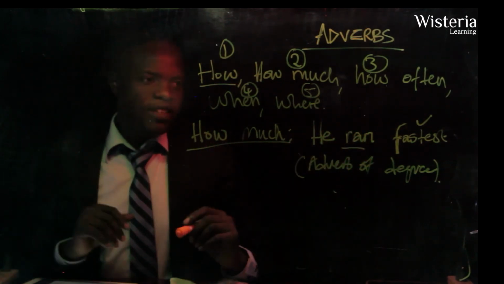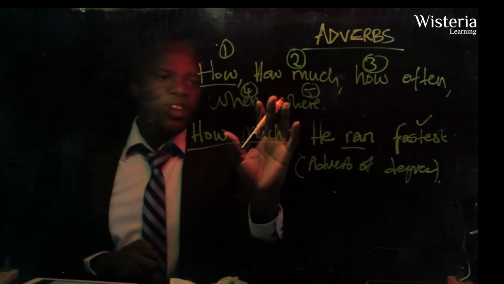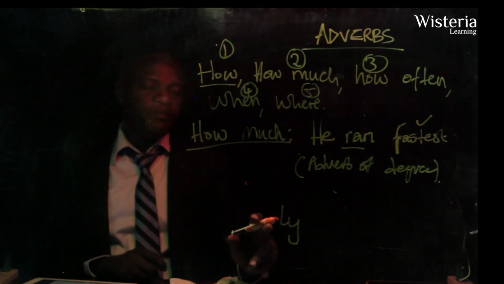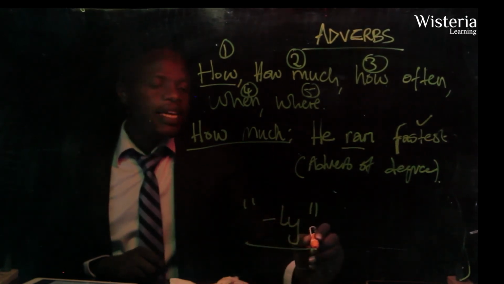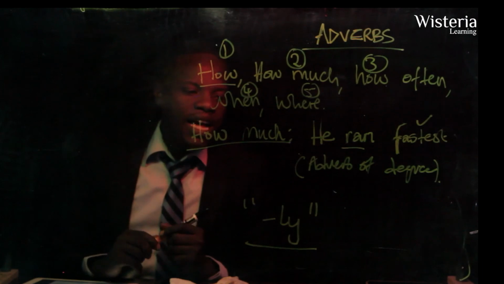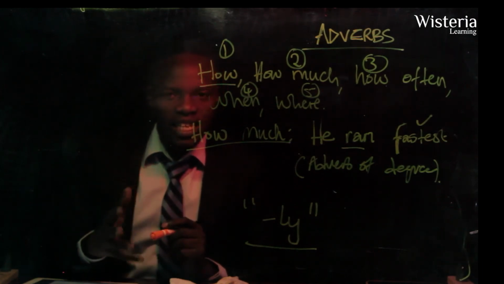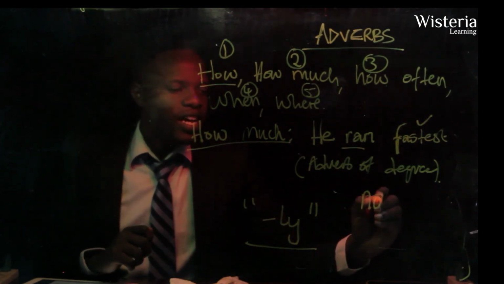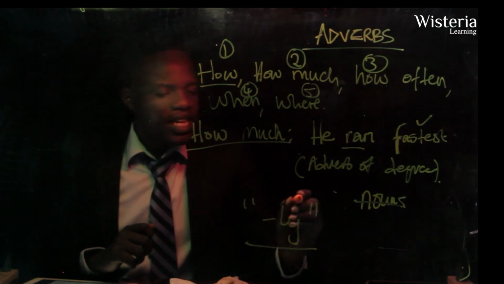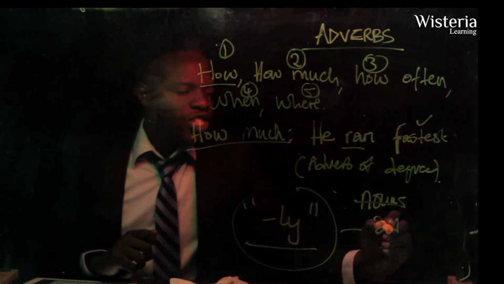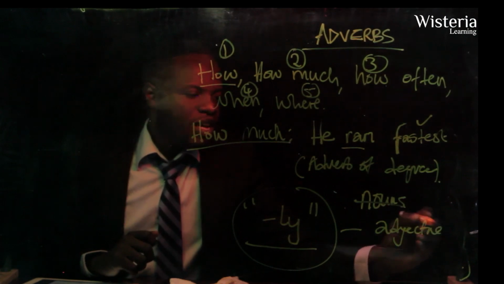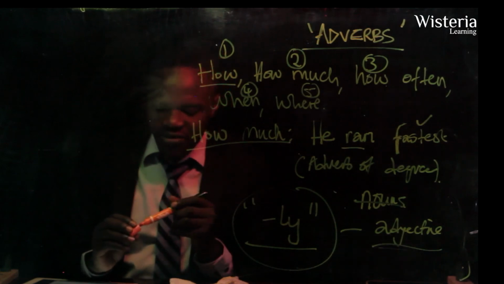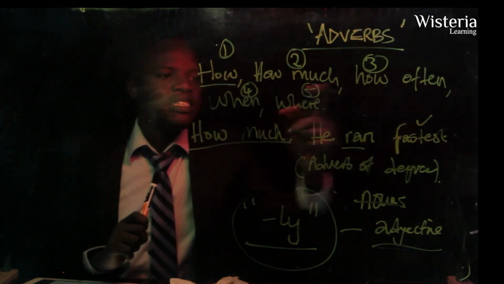So one more thing to note about adverbs is that adverbs are usually made by adding the suffix ly to an adjective, like we said in the other lesson, that an adjective modifies nouns. So when you add ly to an adjective, what you are forming is an adverb. As to what type of adverb it is, it depends on which question it is answering.